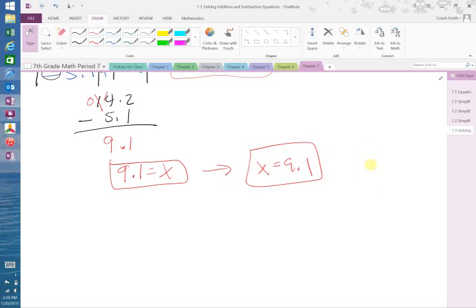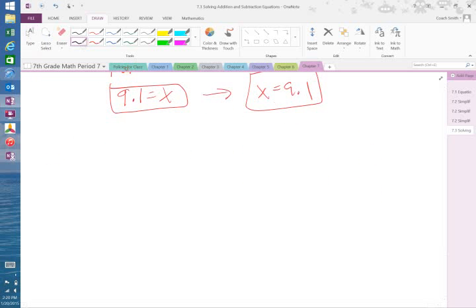I want you to try this one on your own. R plus 10 equals negative 10.2. R plus 10 equals negative 10.2.